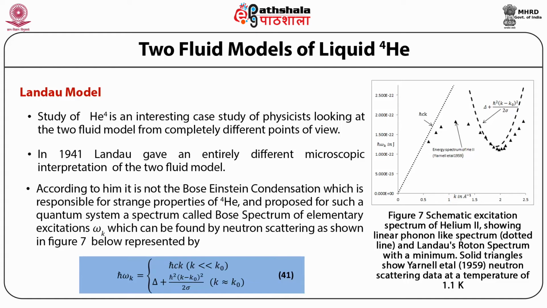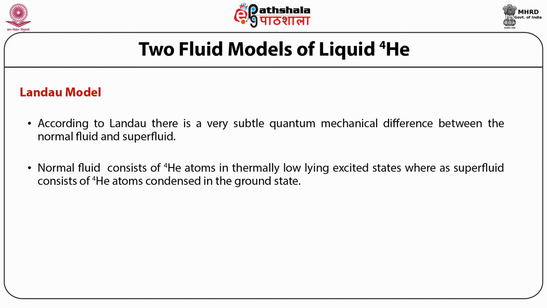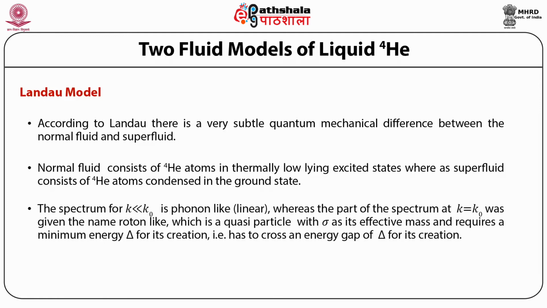In fact, figure 7 gives us a schematic excitation spectrum of helium-II showing a linear phonon-like spectrum with dotted lines and Landau's roton spectrum with a minimum. Solid triangles show Yarnell et al.'s neutron scattering data at a temperature of 1.1 K. According to Landau, there is a very subtle quantum mechanical difference between the normal fluid and superfluid. Normal fluid consists of helium-4 atoms in thermally low-lying excited states, whereas superfluid consists of helium-4 atoms condensed in the ground state. The spectrum for k very much less than k0 is phonon-like, that is linear, whereas the part of the spectrum at k is equal to k0 was given the name roton-like, which is a quasi-particle with sigma as its effective mass and requires a minimum energy delta for its creation, that is, it has to cross an energy gap of delta for its creation.